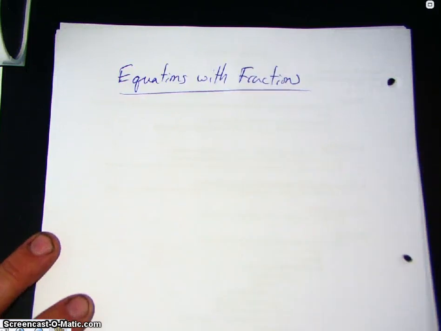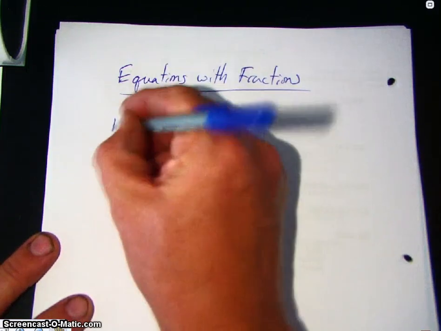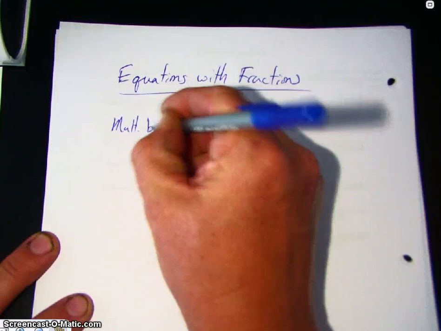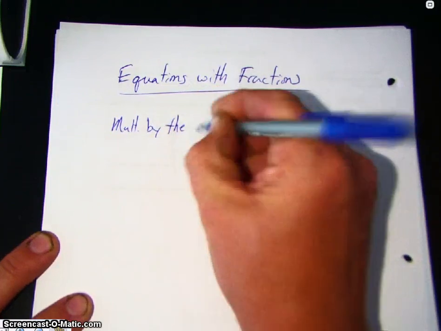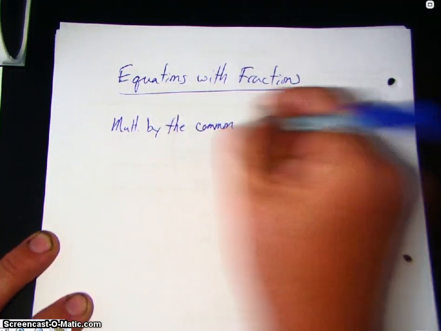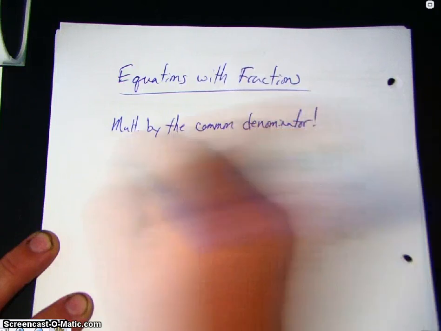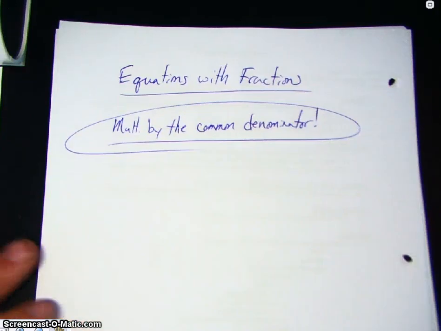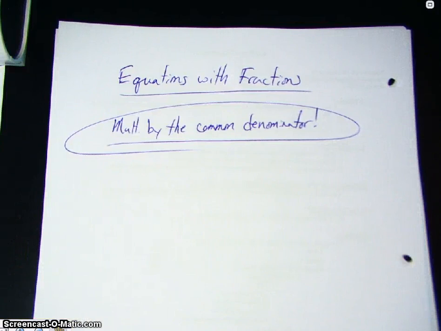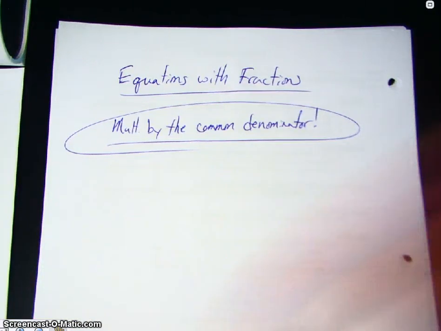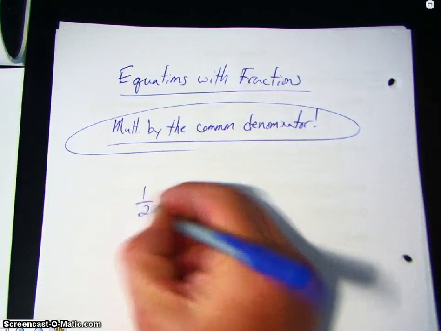All right, in order to get rid of fractions, you're going to multiply by the common denominator. That right there will help you to eliminate all your fractions. So let's do some examples so that we know what I'm talking about.